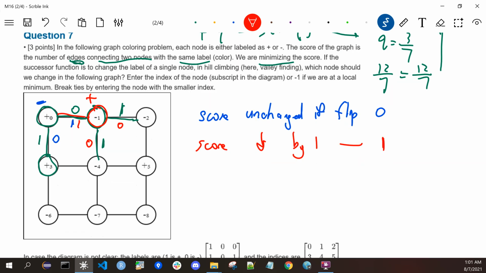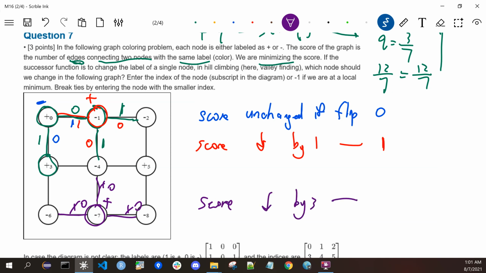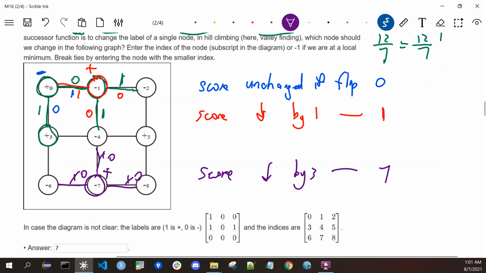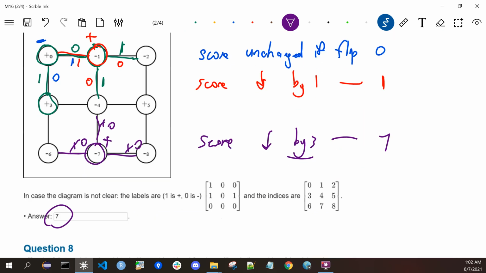So we can probably go through all of them, but let's guess probably this one is the best one. So I'm going to flip this to plus. Originally the costs are 1, 1, and 1. If we flip to plus, it becomes 0, 0, and 0. So the score would decrease by 3 if we flip 7. You can try all the other ones. None of them would decrease the score by more than 3. So the answer is 7.